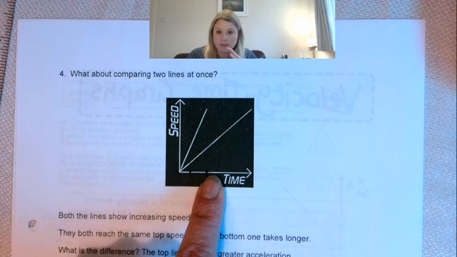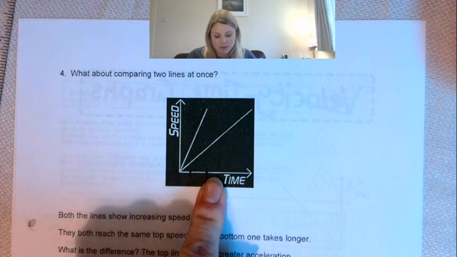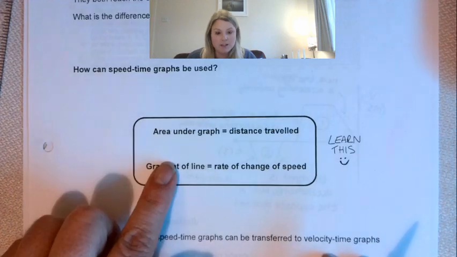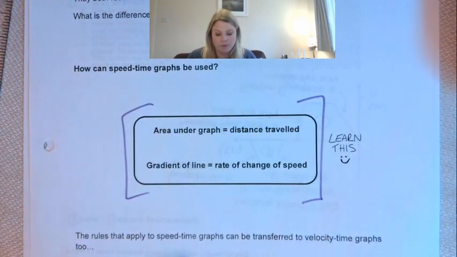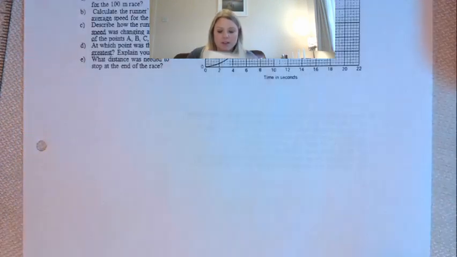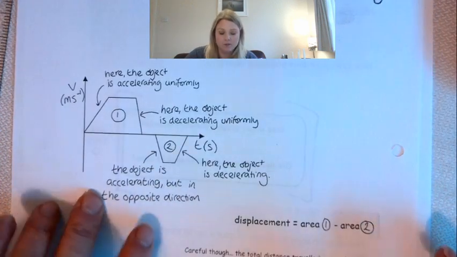So it tends to come up like that. It will come up in some of these questions that we're going to be doing. But these are our rules that we need to know. Okay, now same way as with displacement time graphs, these same rules can also be applied to velocity time graphs.